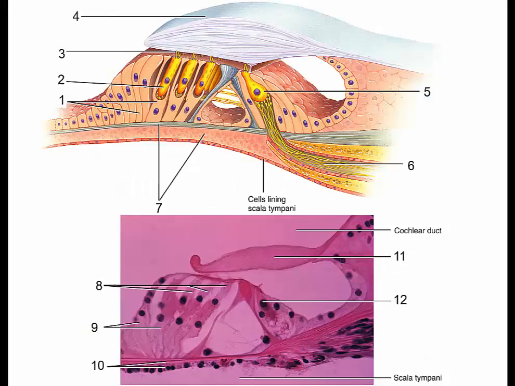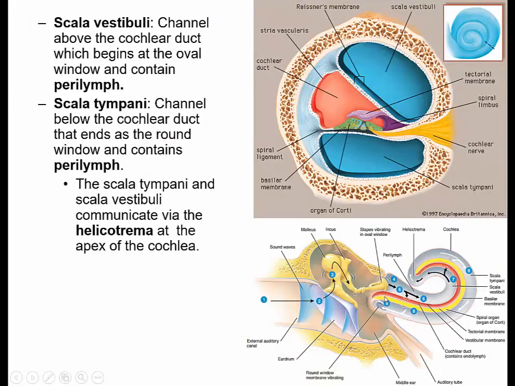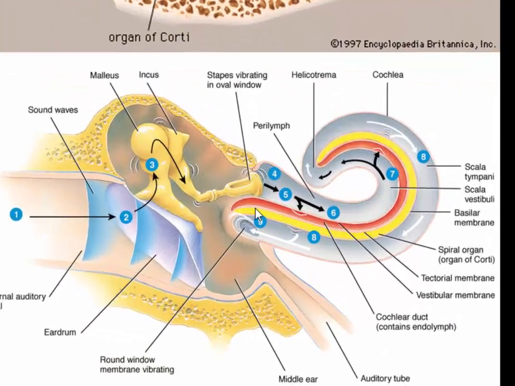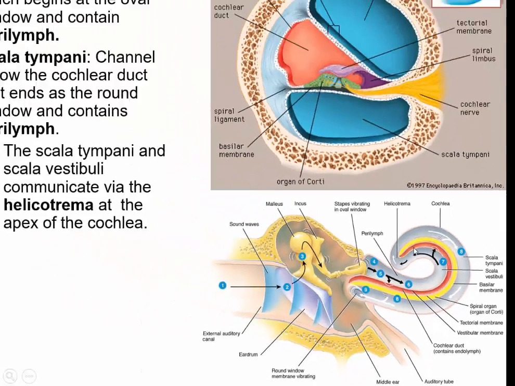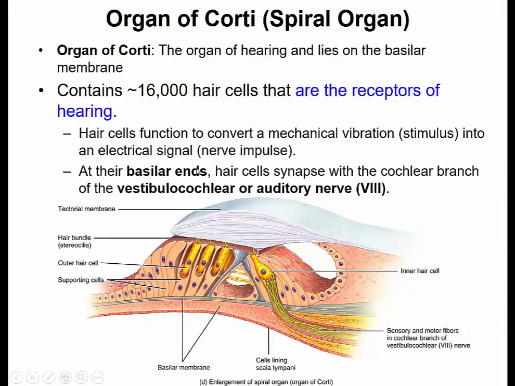So if I come back to this slide here, here's going to be the area where you have that cochlear duct. These hair cells are going all along this cochlear duct. So that's how you get 16,000 of them in this long line here. And they'll just go around with the cochlear duct as it spirals around. Now at the basilar end, the hair cells synapse with a cochlear branch of the vestibular cochlear nerve, or auditory nerve. And that's this branch here.